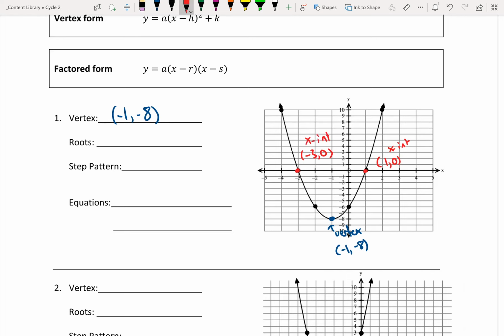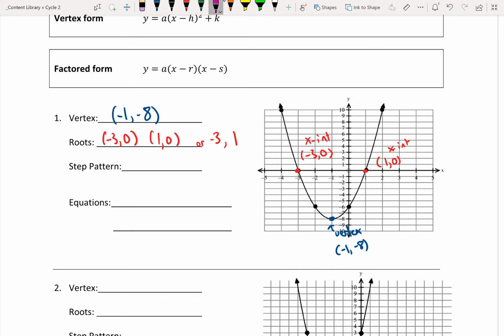So I have two of them, so I can list them as (-3, 0) and (1, 0), or I could just list them as -3 and 1. However, don't put brackets around this like you see here. Do not do that, because then that may get people confused and think it's a single point.